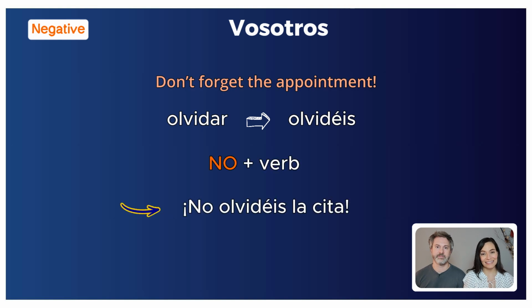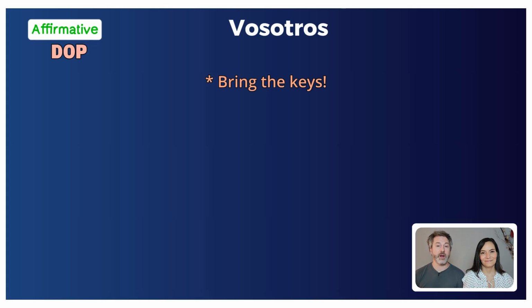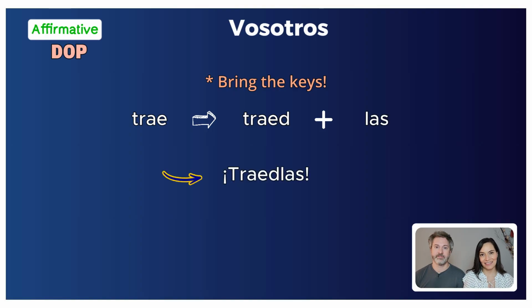No olvidéis la cita. And if we want the affirmative vosotros command for "bring me the keys," but with a direct object pronoun for keys, we need the verb traer. So we drop the R of the infinitive and we add a D, traed, and then we attach las for the keys. So it becomes traedlas.